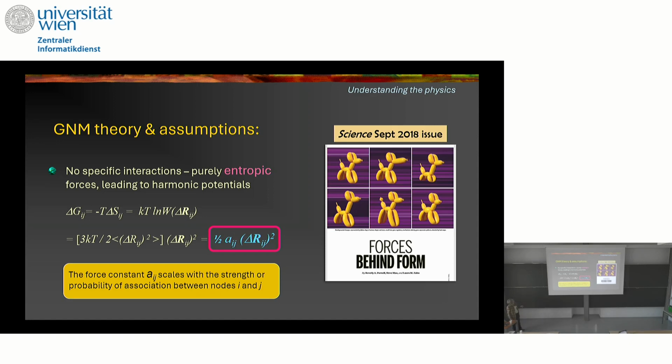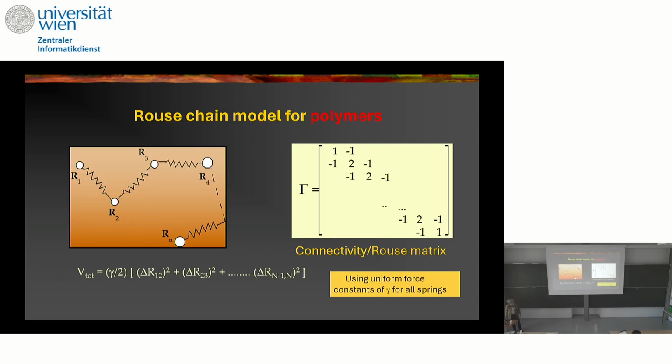So here I just put a parameter Aij. In the case of proteins, we have been using the same force constant for all connections. In the case of Hi-C data applied to the genome, we are using the data that have been collected, which means the strengths of interaction or association between those gene loci, or the probability of association.